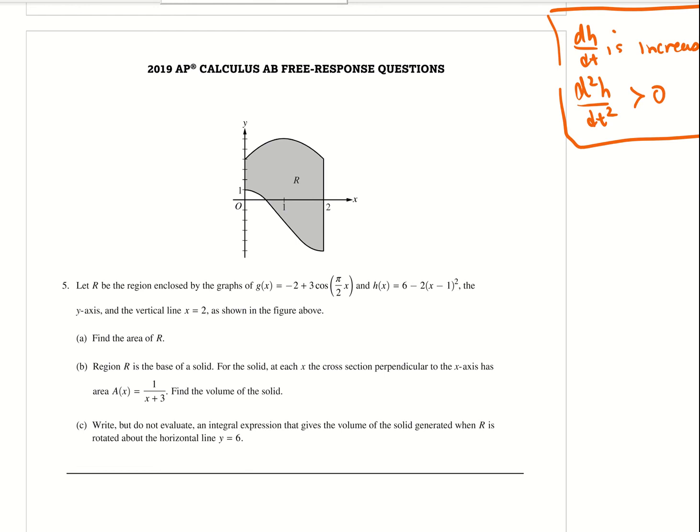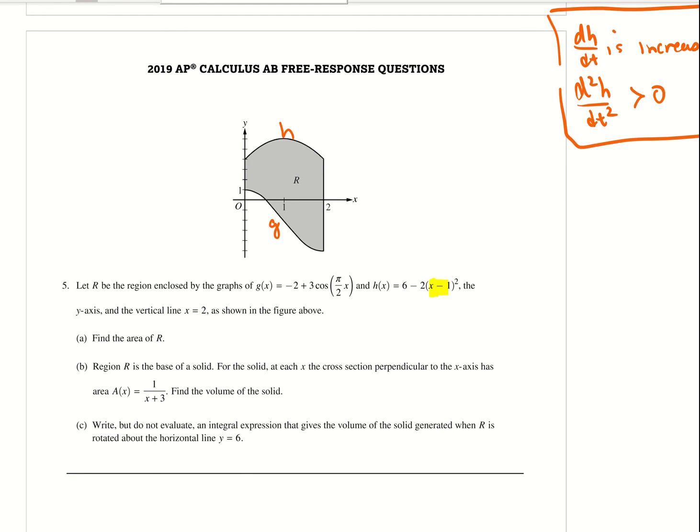Let's figure out which of these is g and which is h. I'm probably more familiar with quadratics than most shapes, so I want a quadratic. Notice that x equals 1 is where my vertex is, and it's opening down. This almost looked like a quadratic, but notice it dips back up again. So this must be h, and this is g.